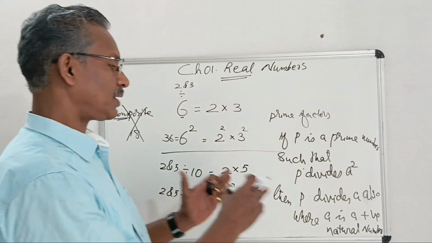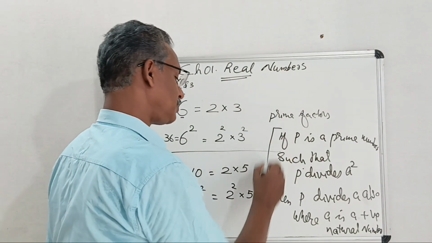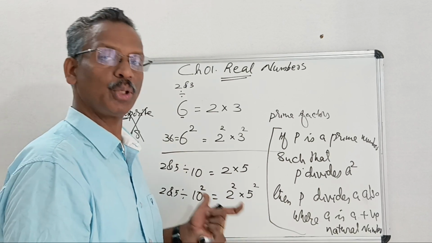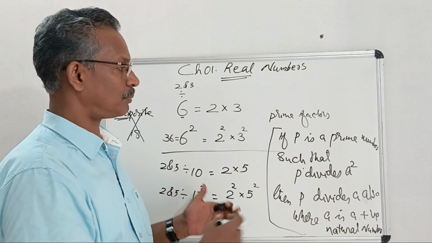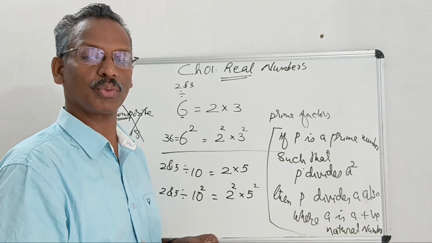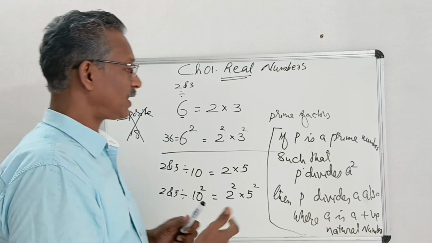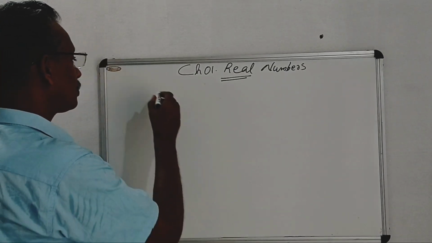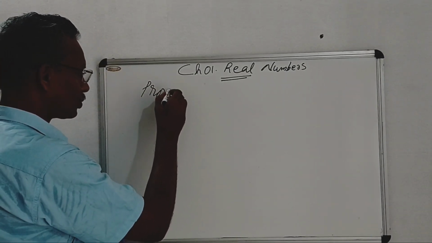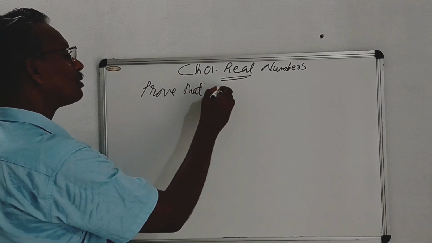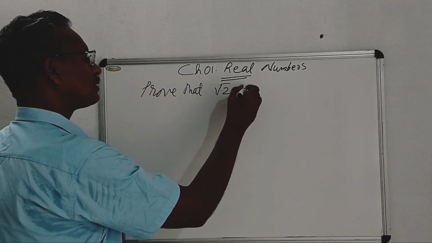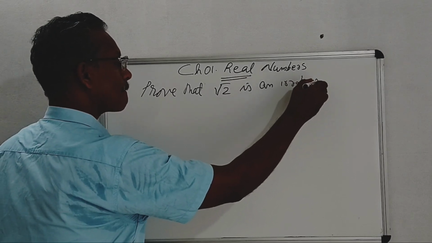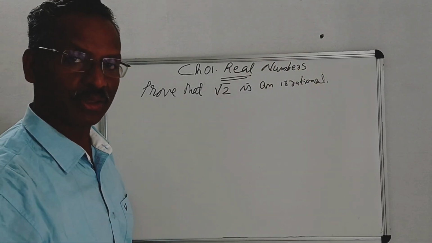So here this statement, why we took this statement, is useful to prove pure surds. During the process of proof of root 2, root 3, root 5, we can see this rule is applied. Okay, let's prove, this is a board exam question also: prove that root 2 is an irrational number.